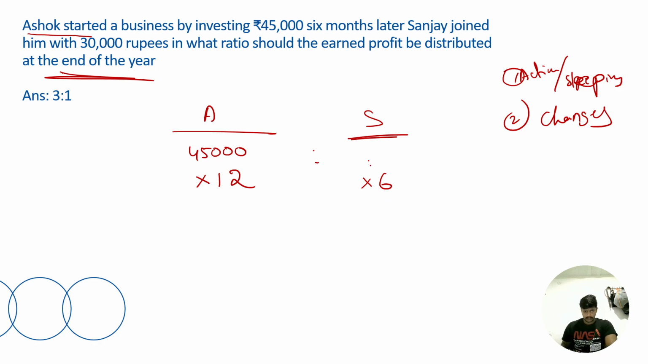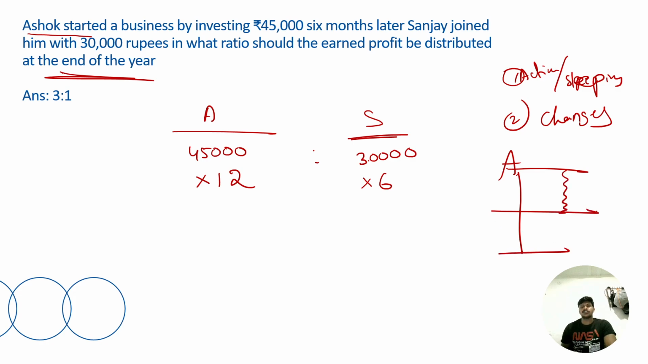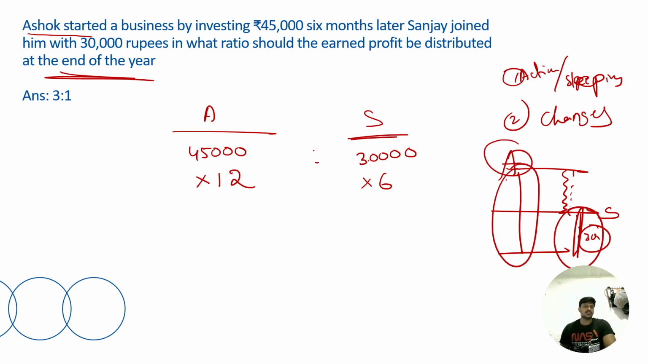Now how much did you invest? 30,000 for the 6 months. It's like this: Ashok. After 6 months, this is just a gap. Sanjay is going to join here with the investment of 30K. So Sanjay's investment, Sanjay's time period; Ashok's investment, Ashok's time period. That's what we're doing here.